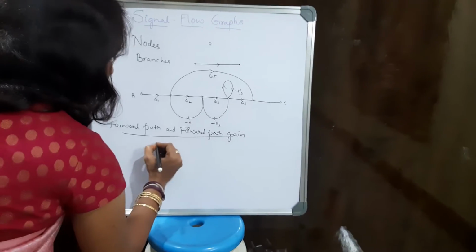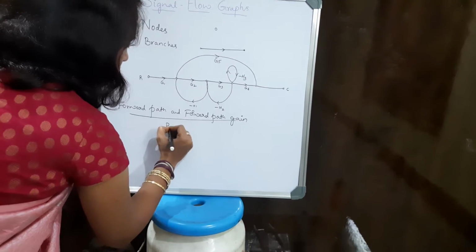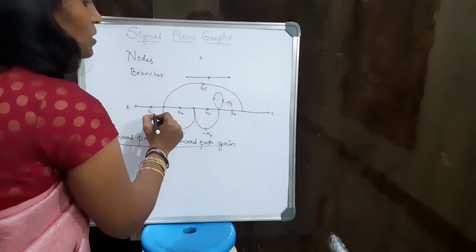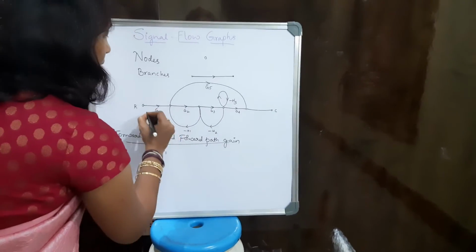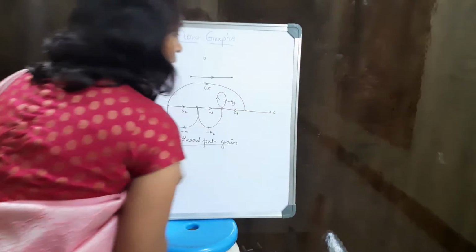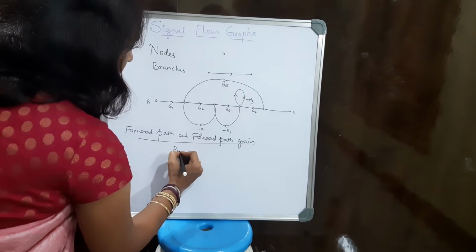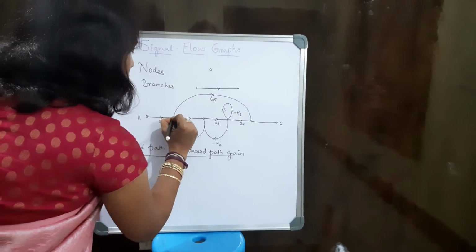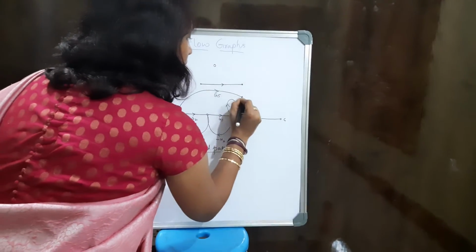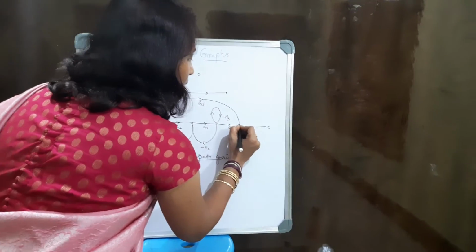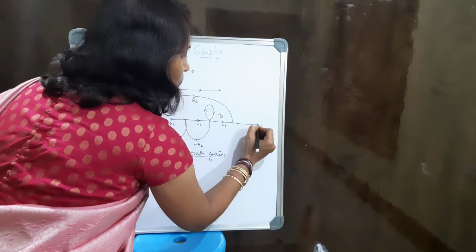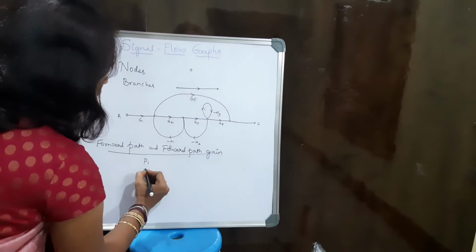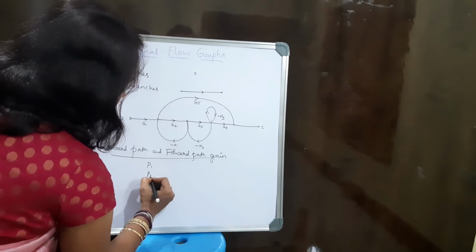Now I can represent this path to be P1. The first thing is to determine the paths. I represent this path as P1, and the other path you can see here is one which again connects the input node to the output node. So totally we have two paths here.